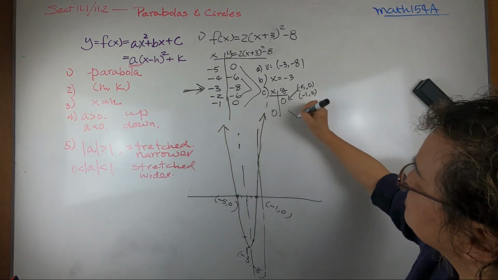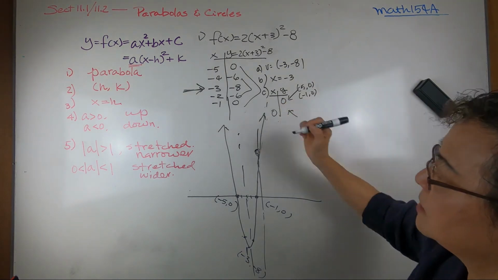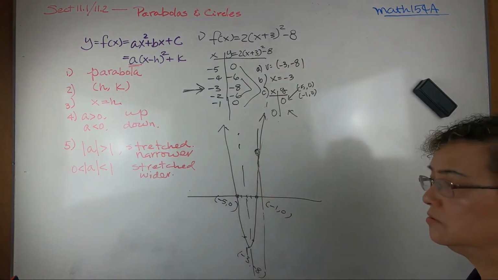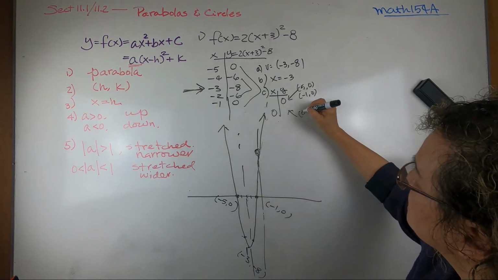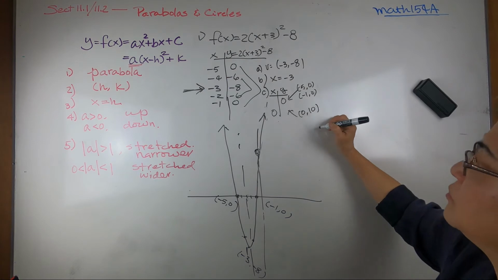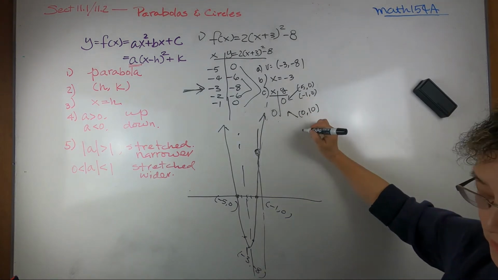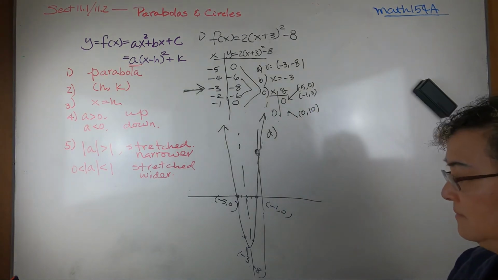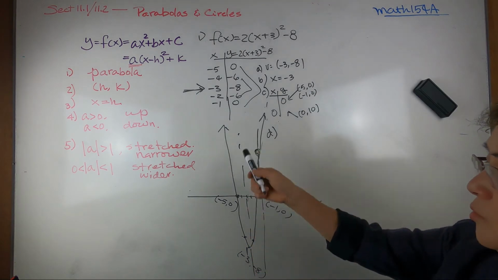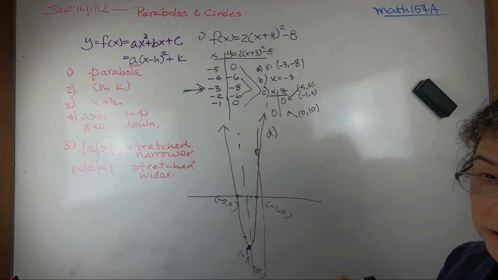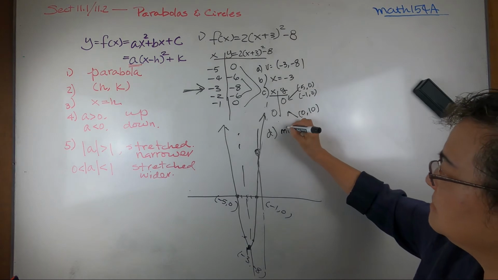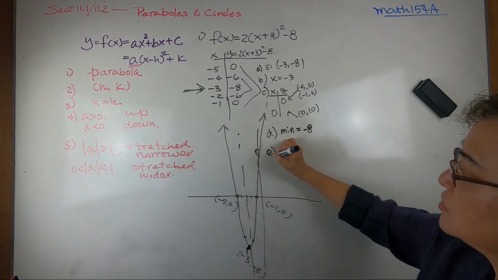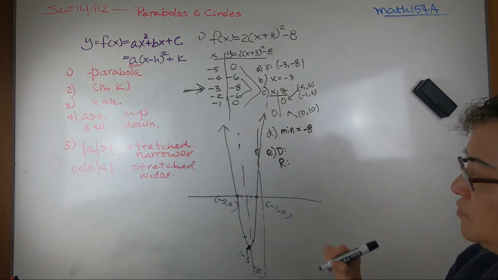Then the y-intercept is where x is 0. It's here somewhere, right? So you plug in x is 0, 3 squared 9 times 2, 18 minus 8. So it's what? 10. So that will be your y-intercept, right? So do you have a maximum or minimum? Because it opens up, you have a bottom limit, right? So you have a minimum equals what? -8.